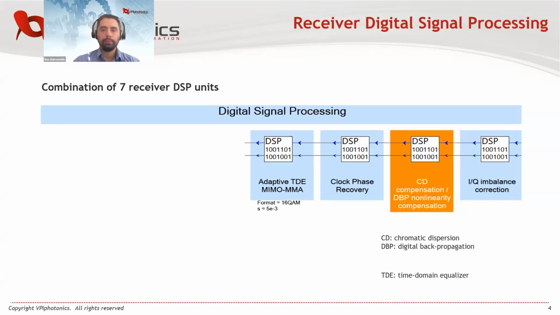Afterwards, the signal is downsampled to the baud rate. So we actually throw away samples by selecting the sampling time with a maximum mean power.